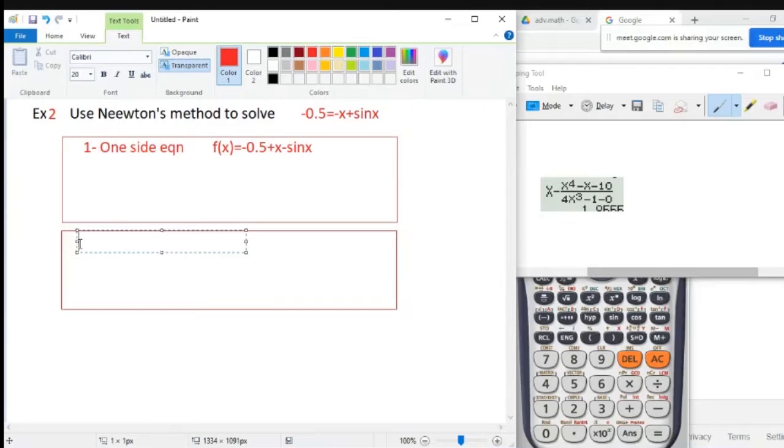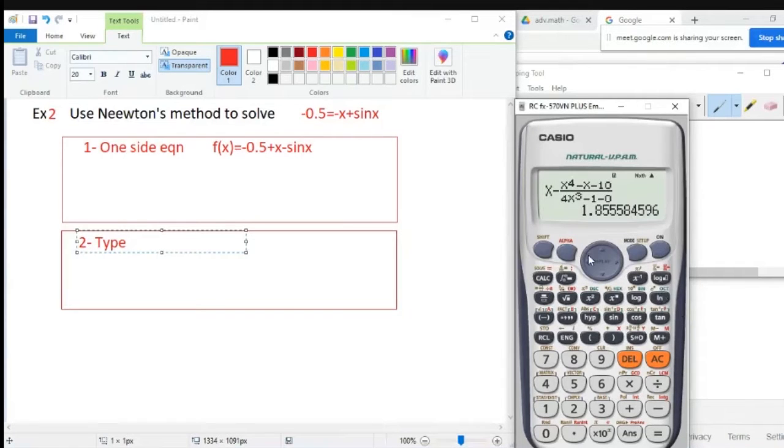I will type that equation inside my calculator. I will type negative 0.5 plus x, all of that minus sine x. But as you know, I should at the beginning convert the calculator to radian: shift mode, and then select 4. Now it becomes radian. And then type the equation.